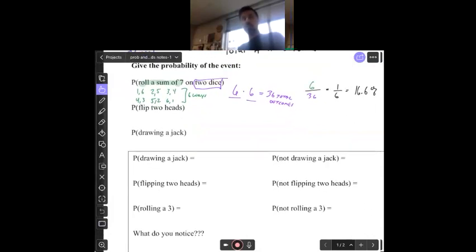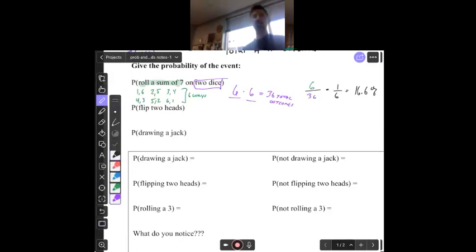Right? So we're flipping two heads, right? So we're flipping two coins. What are the total things that could happen? What are all the things that could happen when we flip two coins? What's our sample space? Two heads, okay, what else? Two tails, what else? Heads and tails, anything else? Tails and heads. So there's our sample space. There's all four total outcomes.